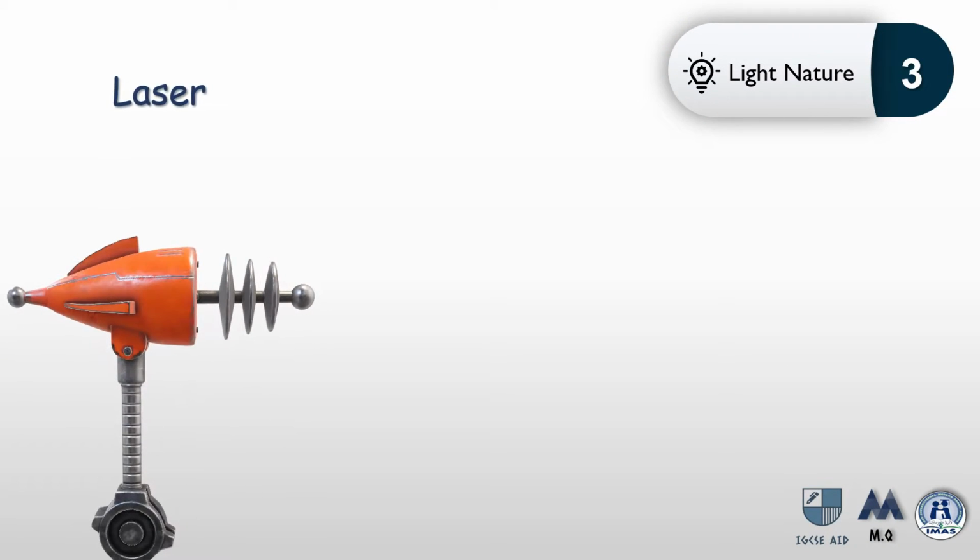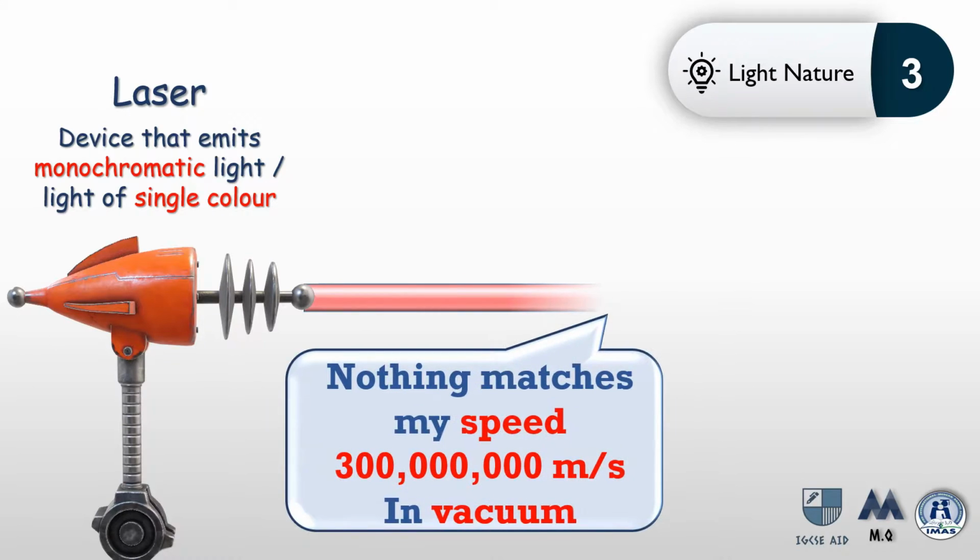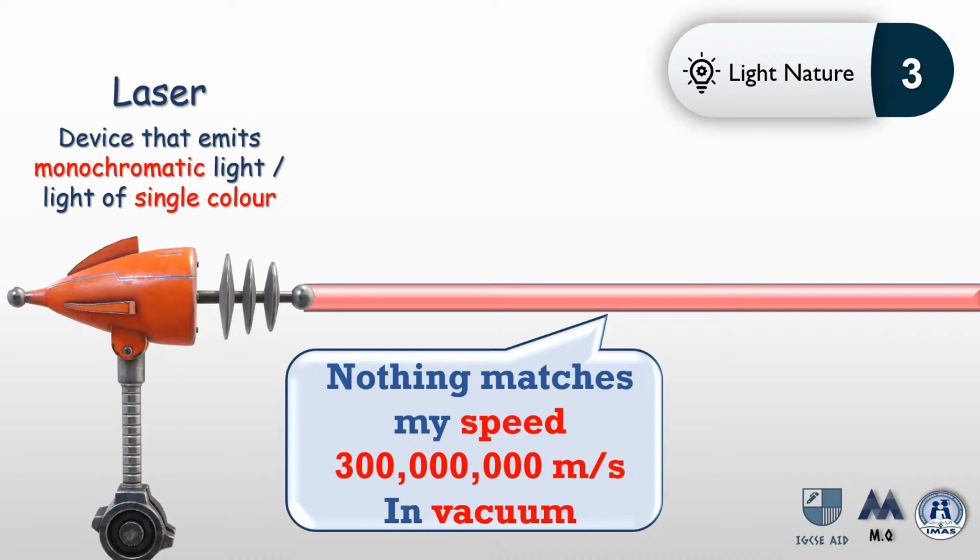If we take a laser, and a laser is just a device that emits monochromatic light, which means light of single color. So let's say it emits red light, and light is actually the fastest thing there is in our universe. It travels with a speed of 300 million meters per second in vacuum, and yes, it can travel through vacuum, although it's actually made up from a wave.